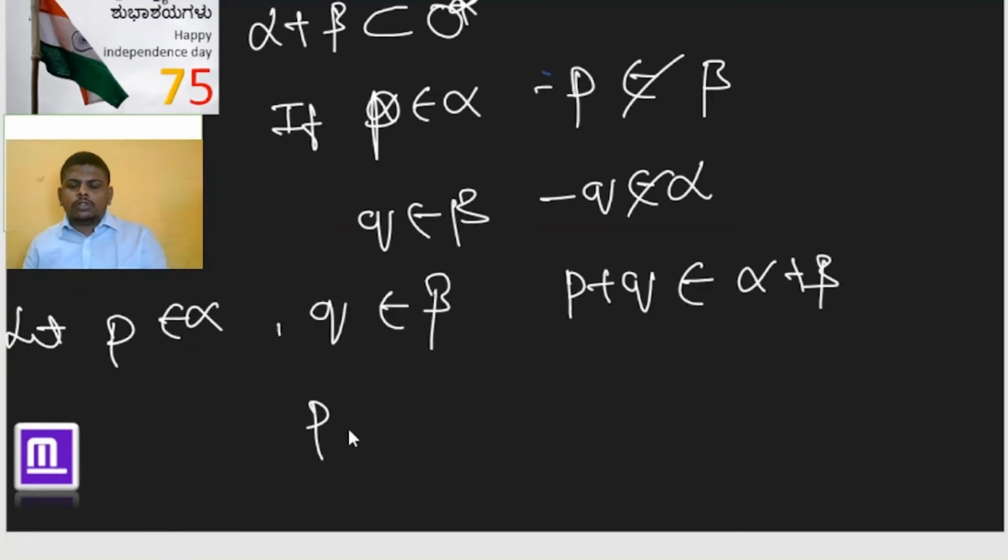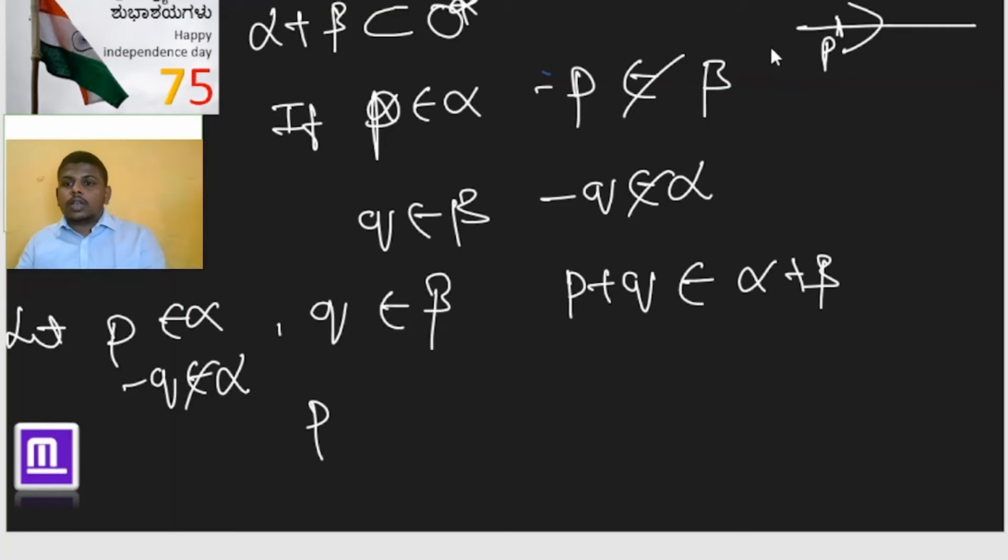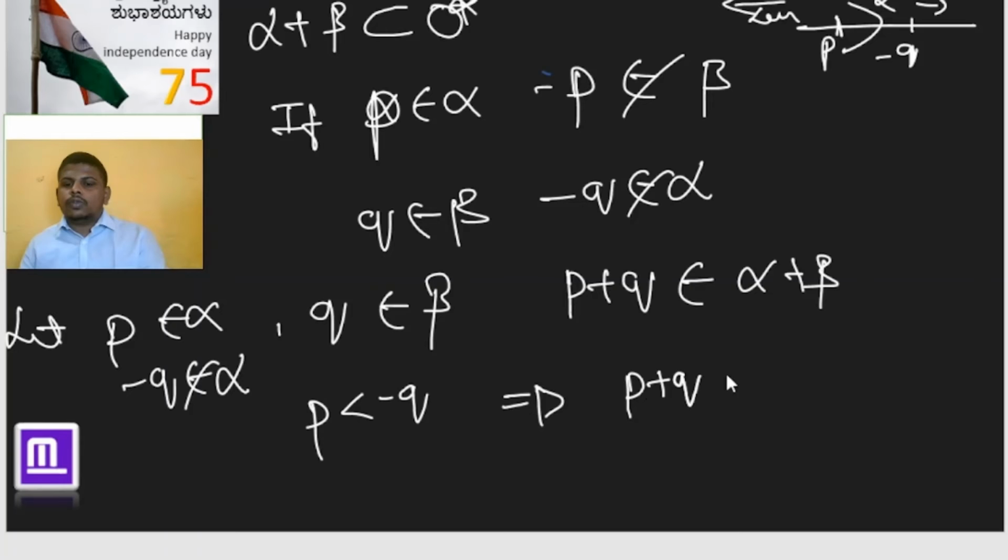Since q belongs to beta, then minus q does not belong to alpha. Therefore, see here we have our cut. Whatever number belongs to alpha comes on the left side, which is the lesser side, and whatever number does not belong to alpha comes on the right side. Therefore, p is less than minus q. So which says that p plus q is less than 0. Sorry, not 0 star, 0.